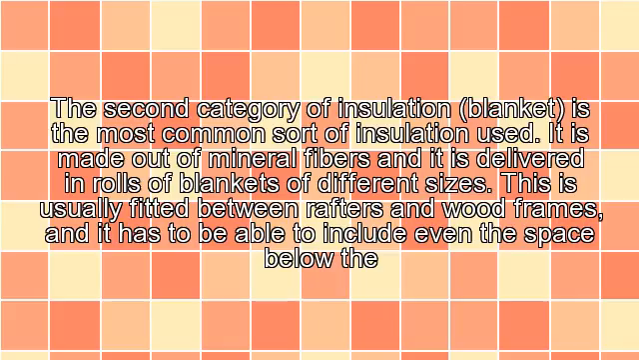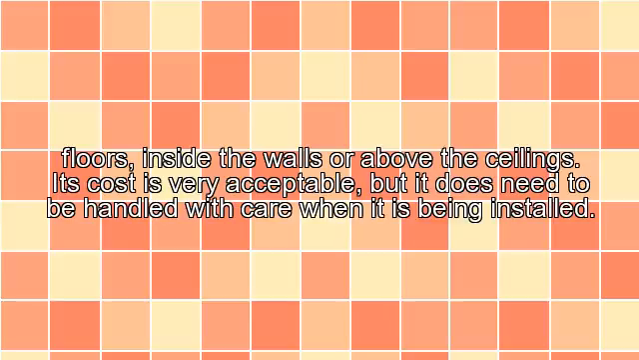The second category of insulation, blanket, is the most common sort of insulation used. It is made out of mineral fibers, and it is delivered in rolls of blankets of different sizes. This is usually fitted between rafters and wood frames, and it has to be able to include even the space below the floors inside the walls or above the ceilings. Its cost is very acceptable, but it does need to be handled with care when it is being installed.